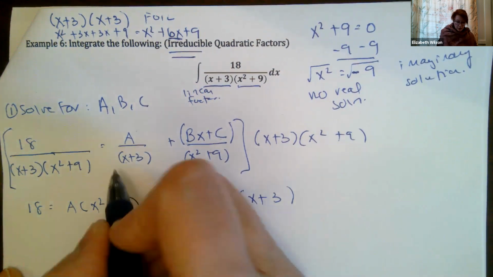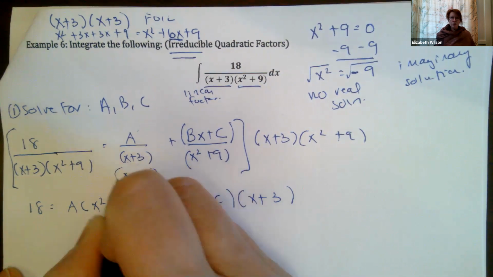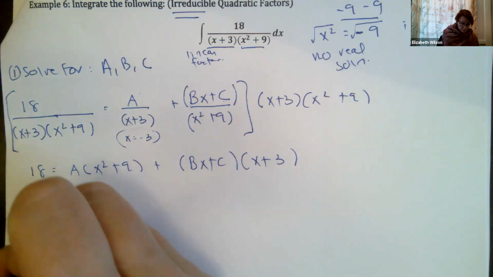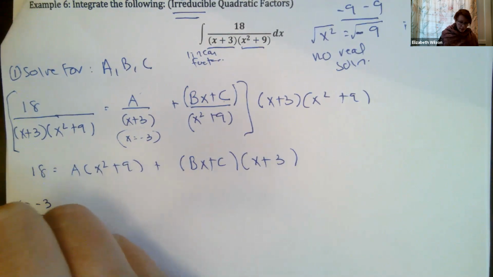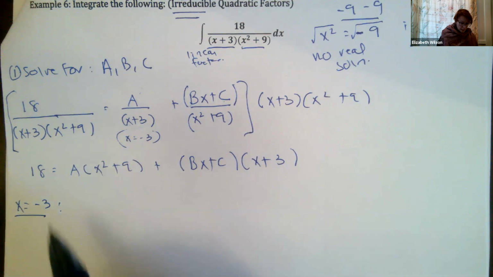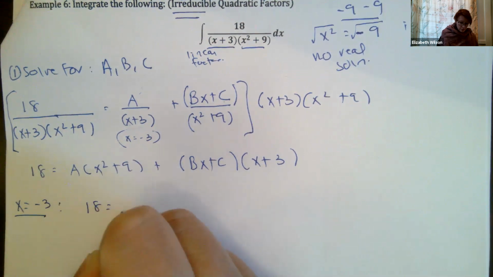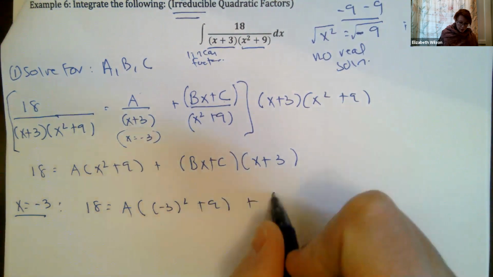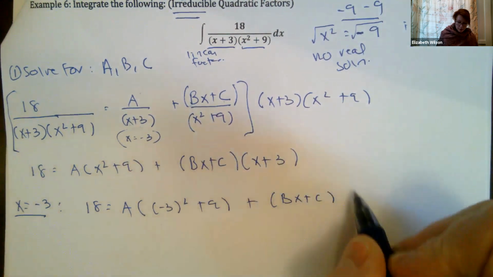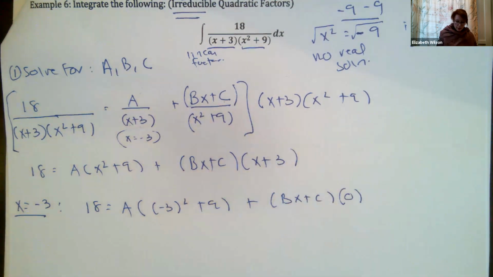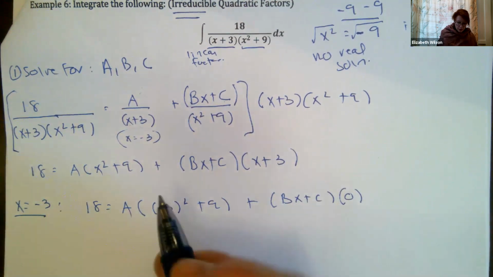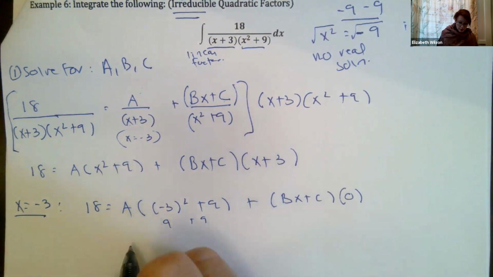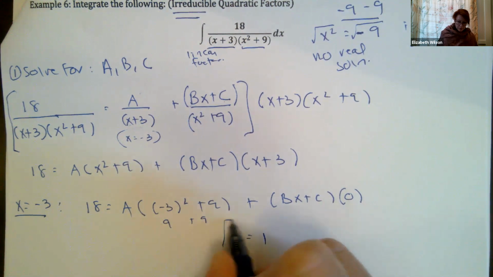So I've got this x equals minus 3 term here. I can use that x equals minus 3 to help me solve for one of my variables. So I'm going to set x equal to minus 3. Everywhere I see an x, I'm going to plug in minus 3. So I've got 18 equals a times, I've got minus 3 squared plus 9, plus bx plus c, which is going to be times 0. Okay, so I'm going to be able to solve for a. So this is going to be 9 plus 9, 18 equals a times 18. So then a equals 1.